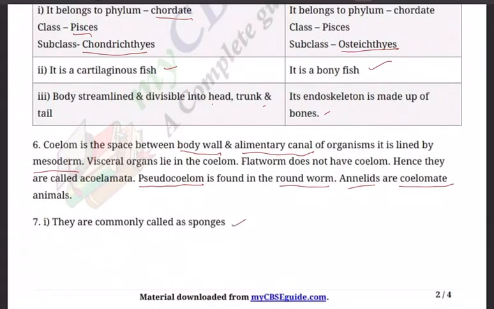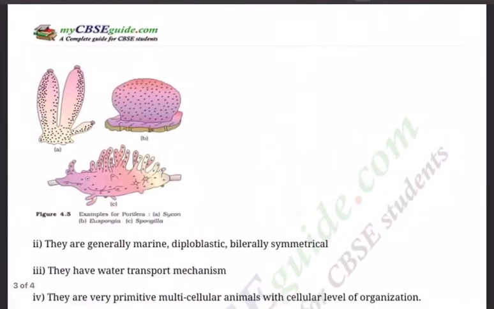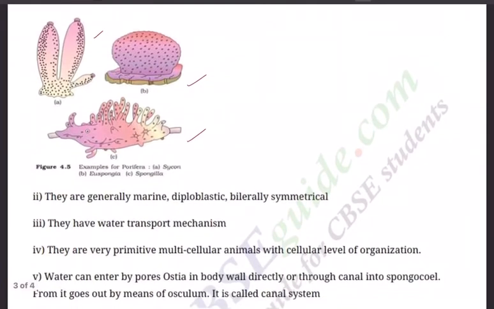Question 7. They are commonly called sponges, and we are all using that in our sofa set. Sponges, chairs, isn't it? Soft. So examples of Porifera, you can see Scypha, Euspongia, and then Spongilla. These are the three examples that we are giving. Draw the diagram. They are generally marine. We all know that they are marine.